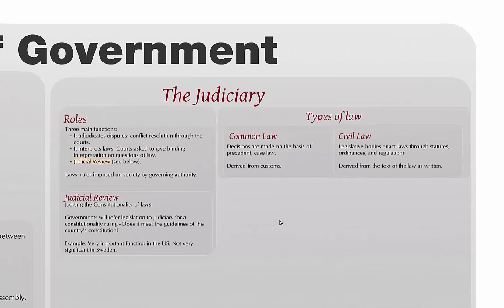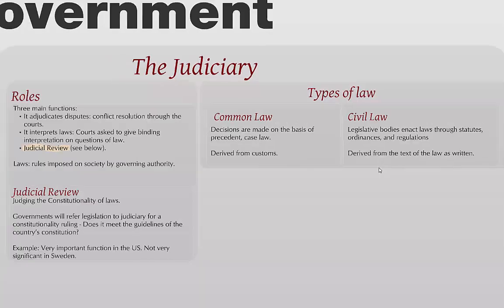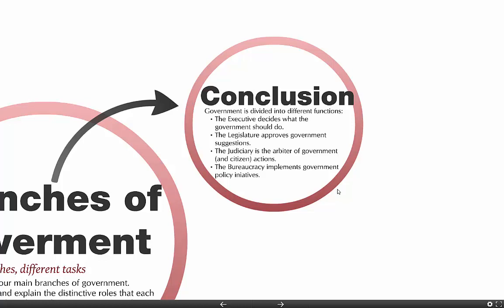We can talk about two primary types of laws: common law and civil law. Common law being decisions that are made on the basis of precedent and case laws derived from customs, very common in Anglo-Saxon countries. Civil law, which is where the legislative bodies enact laws through statutes, ordinances, and regulations, and this is derived from the text of the law as written, more common in France and the countries that have adopted that legal tradition. And that is an overview of the branches of government.